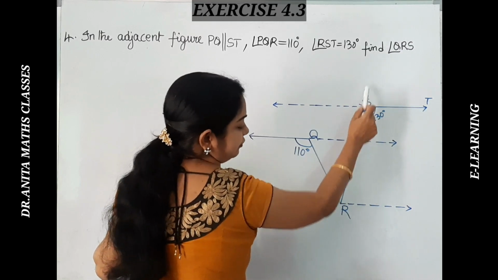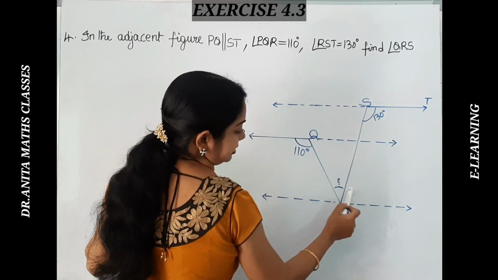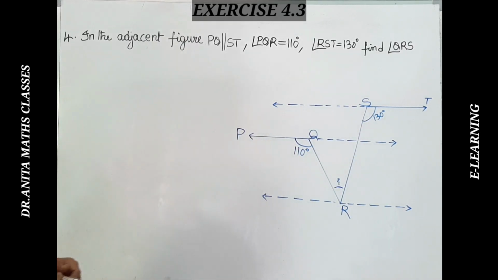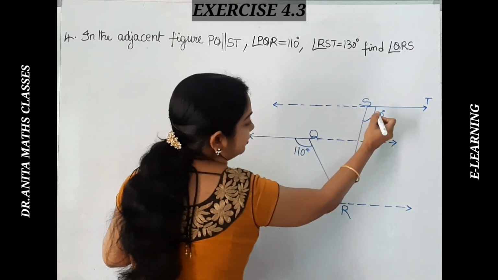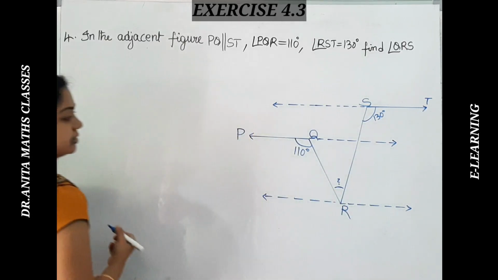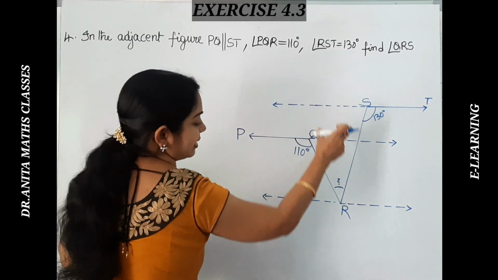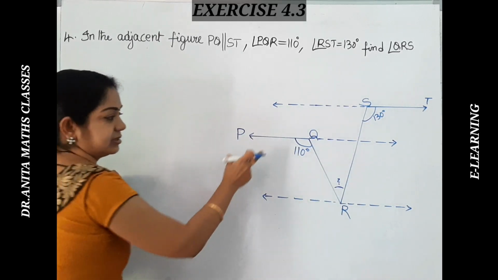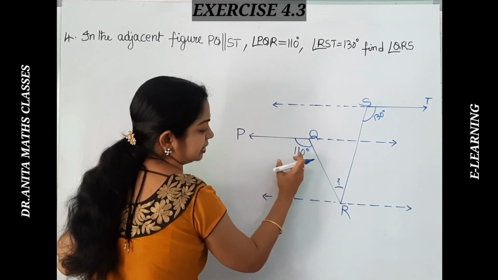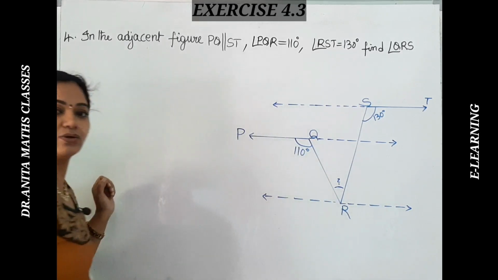That means if you suppose SR as the transversal, this angle and this angle will be the angles on the same side of the transversal, which sum to 180 degrees. So if this is 130, then 180 minus 130 means here it should be 50 degrees. And also, PQ is parallel to ST and this is parallel to this, so according to the axiom this is also parallel to this line. So we can consider this complete angle to be 110 because they are interior alternate angles.